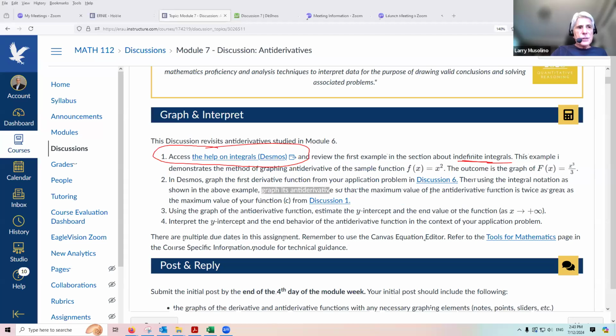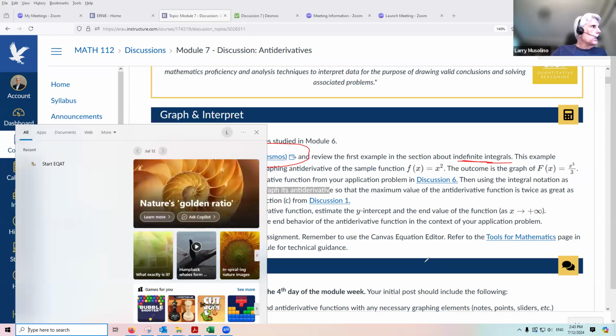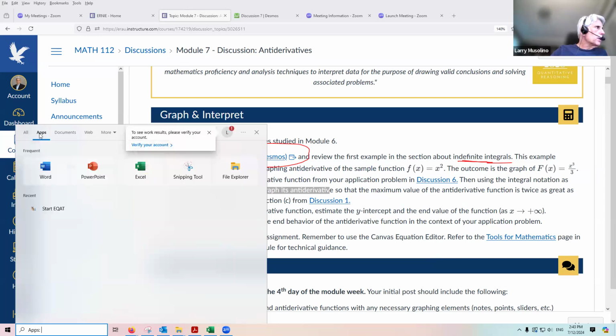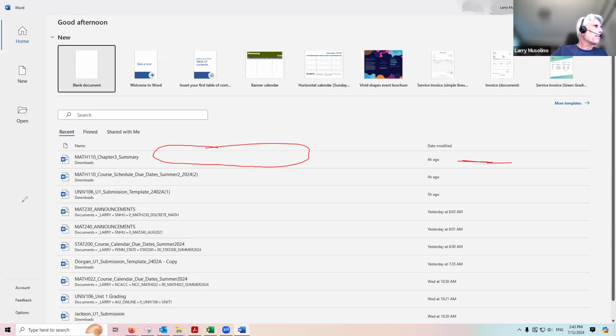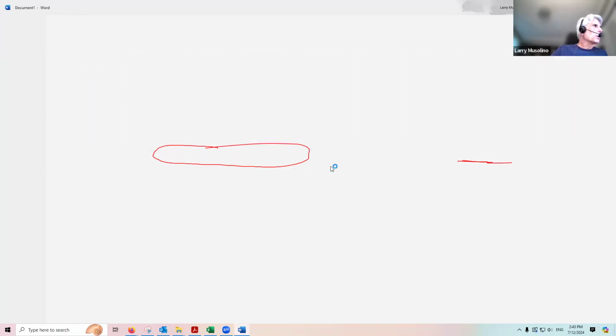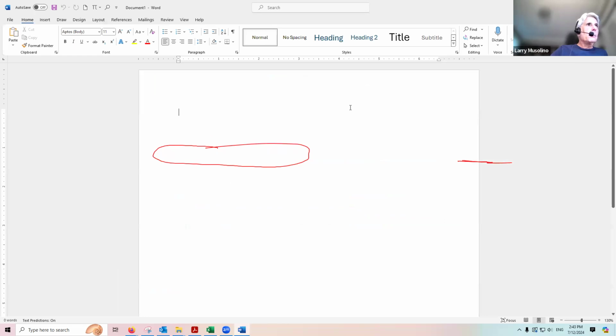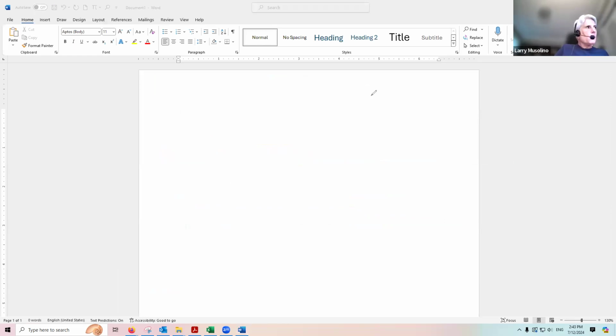Now, integrals, let me open up a blank sheet here. Let me just start up Word so I can get a blank sheet. All right. So let me give you a little background. So let's use a function, a simple function. Let's take x to the third.